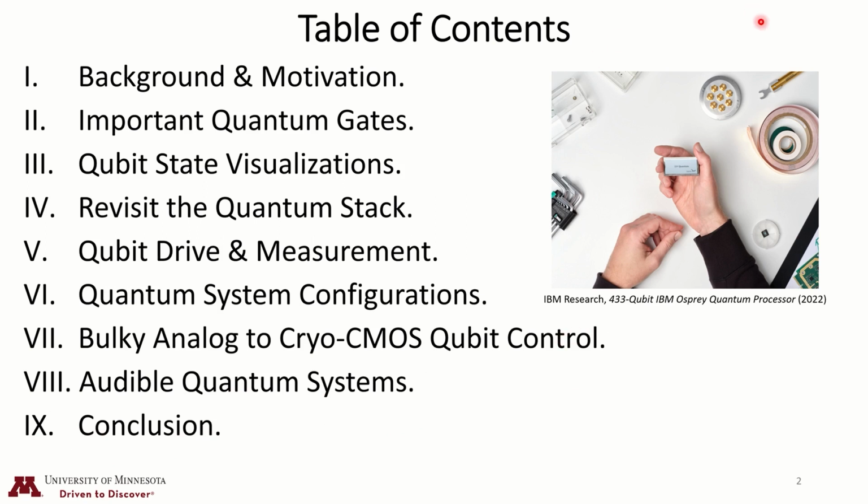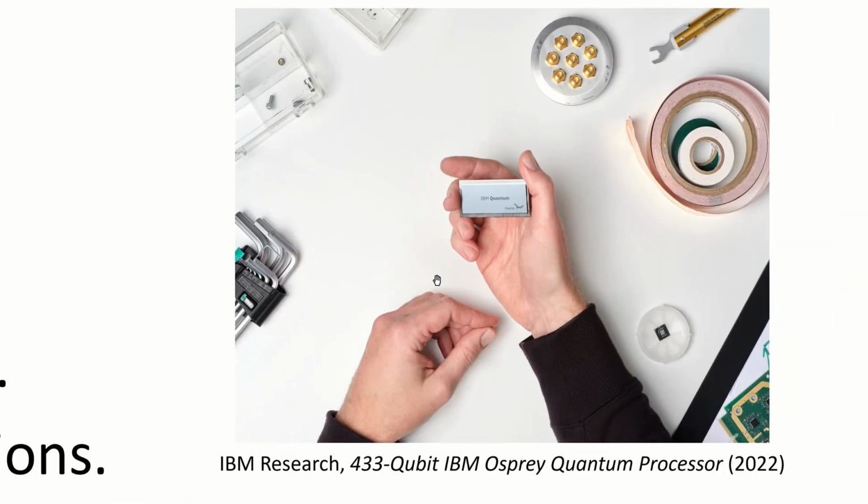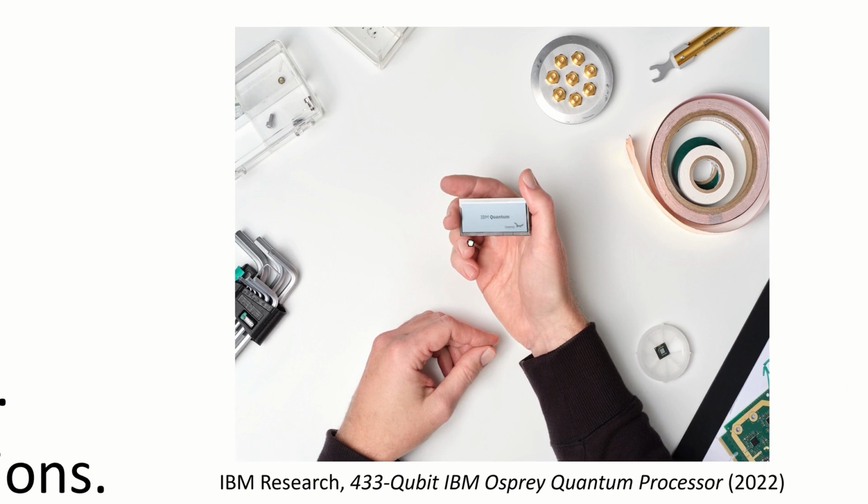So here is a signature style of mine, which is to introduce an image into the table of contents slide. And this shows a picture of Dr. Jerry Chow at IBM Quantum. So this is a quantum processing unit called the IBM Osprey, and this processing unit has 433 qubits.